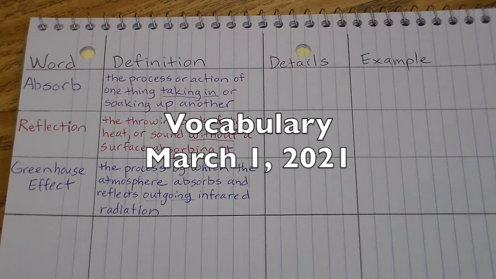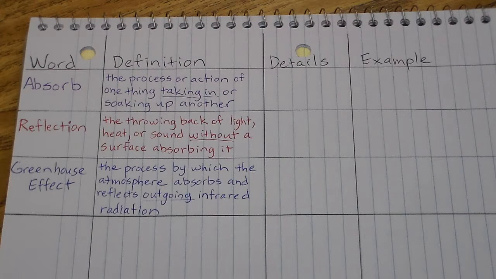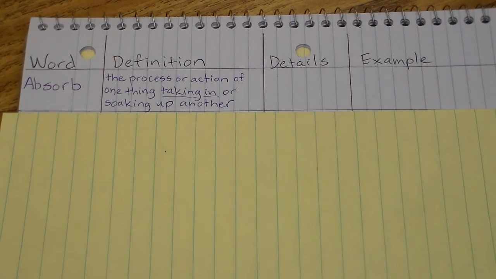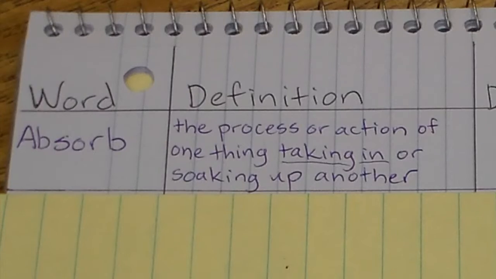It's time for our first vocabulary words of Unit 5. I'm starting a new page today, but if you're still continuing where you left off underneath radiation, that's totally fine. So we've got 3 words today, and the first word we're going to focus on is the word absorb. You've probably heard the word absorb before, and we're going to be hearing a lot of it in the coming unit.